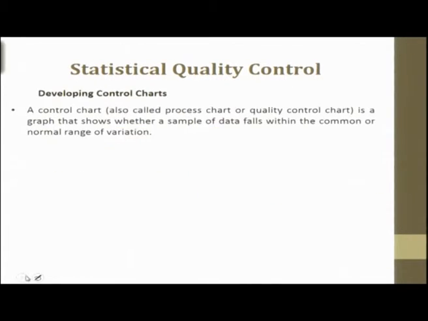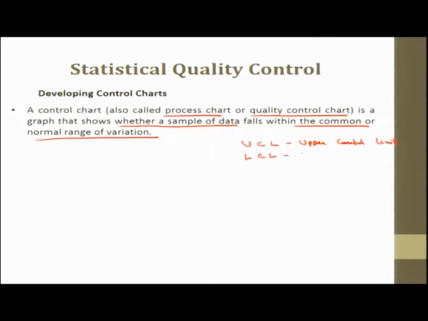So how to develop the control charts? A control chart, also known as a process chart or quality control chart, is a graph that shows whether a sample or data falls within the common or normal range of variation. The control chart has UCL, that is upper control limit, it has LCL, that is lower control limit, and it has CL, that is center line. The center line might be the true value or something close to the true value, which we need to achieve. The upper control limit and lower control limit are the limits within which our measurement data should fall. How to construct the control chart, we will discuss.